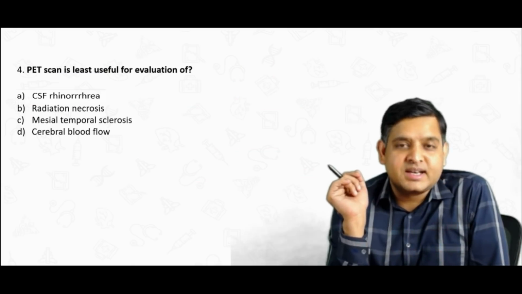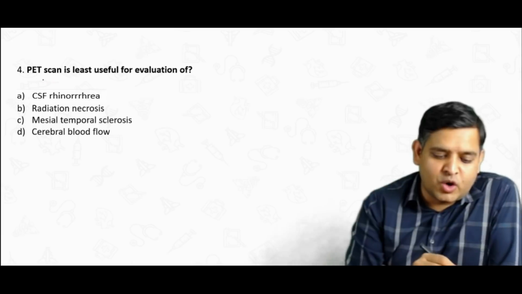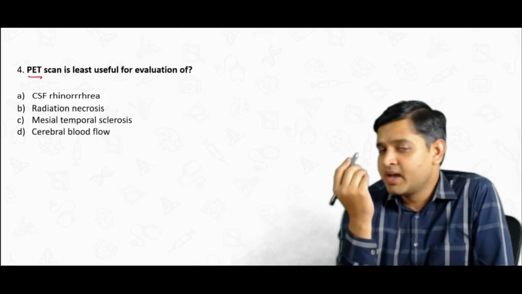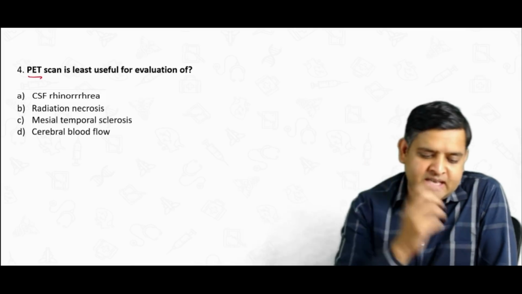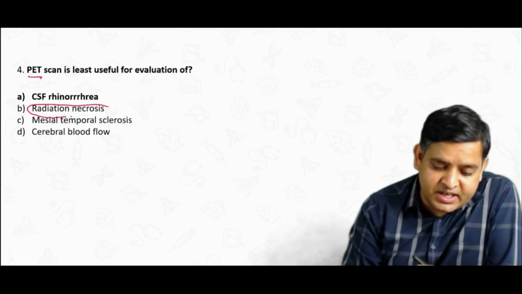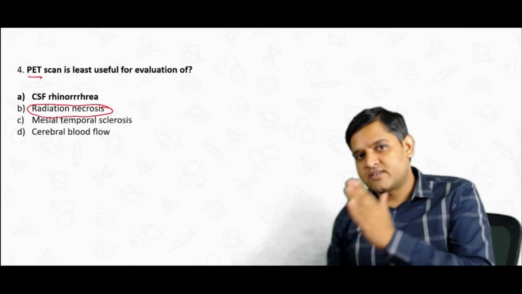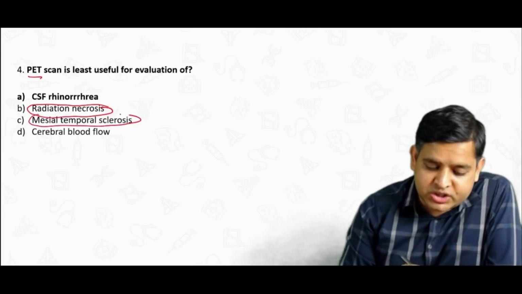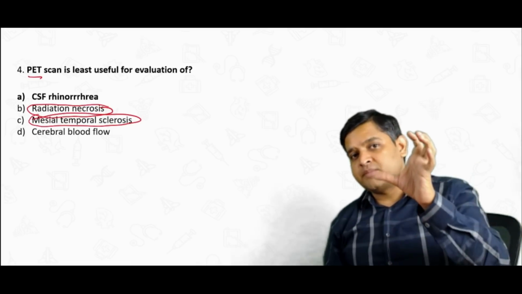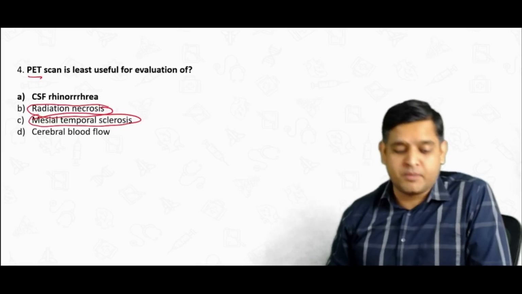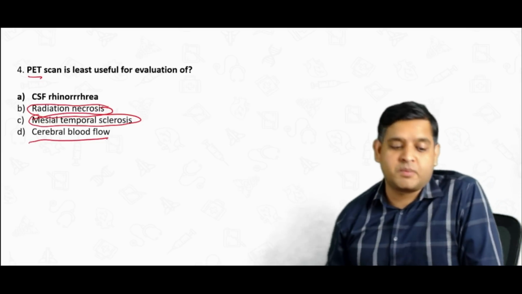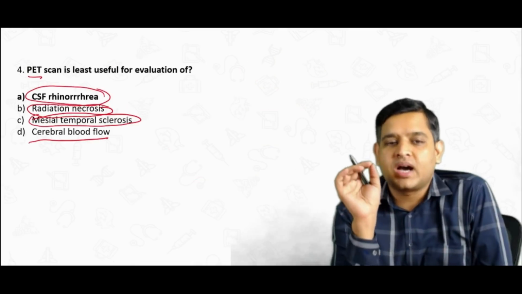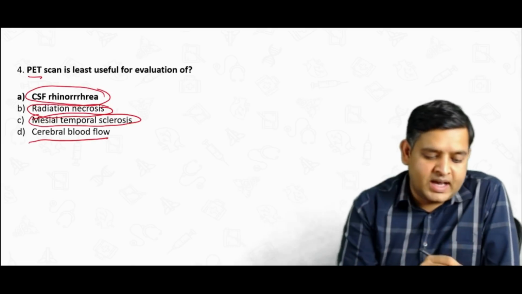4. PET scan is least useful for the evaluation of. We all know PET is positron emission tomography, which is a marker of glucose metabolism, which is telling you what is the metabolism that is happening. Radiation necrosis, yes, it is indeed very useful to differentiate recurrence from necrosis. Necrosis will not show metabolism, recurrence will show metabolism. Mesial temporal sclerosis, indeed, it is very useful. The part of the hippocampus that has undergone sclerosis will show hypometabolism, and cerebral blood flow can also be picked. Point to be noted, it has nothing to do with CSF rhinorrhea. CSF rhinorrhea, PET scan has no role, and that's the answer.